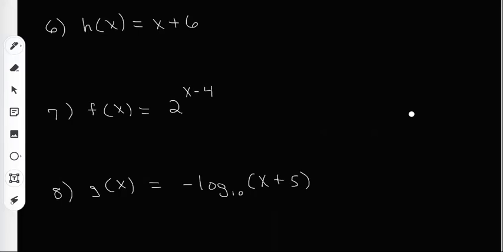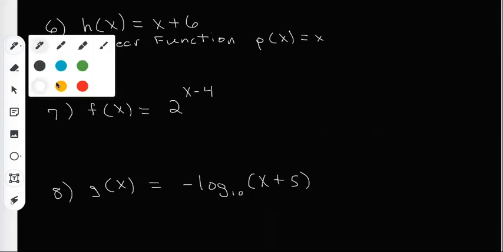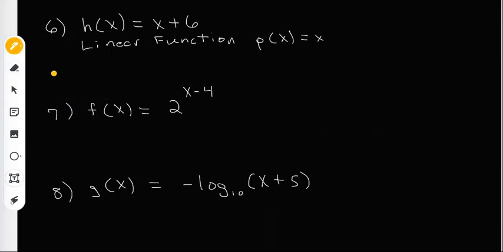Okay, so we're going to start off by identifying parent functions. This is the linear function. I can tell it's linear because when I graph it, I get a line. My linear function is p of x equals x. That's the simplest form of a line.